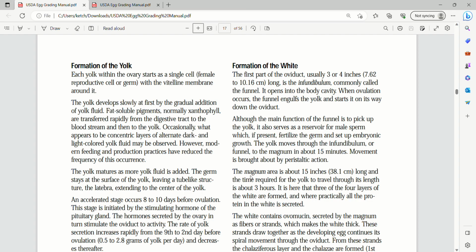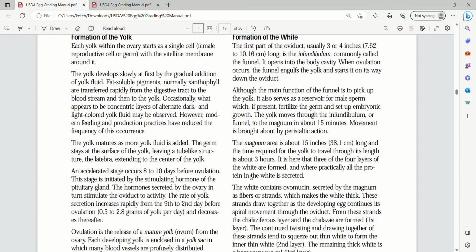Movement is brought about by peristaltic action. The magnum area is about 15 inches long, and the time required for the yolk to travel through its length is about 3 hours.